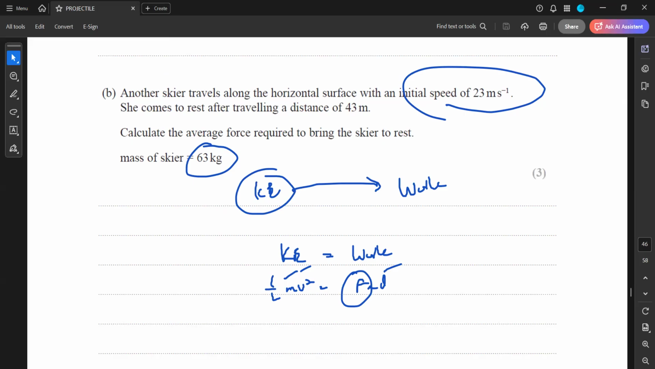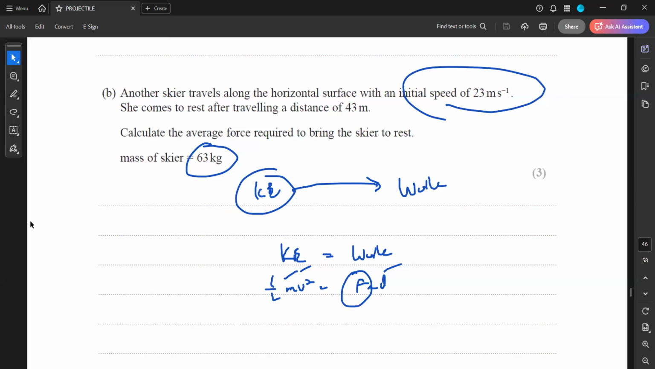Another way is working out the acceleration of the object. As you have the values, you will work out the acceleration first, and from acceleration, using the formula F is equal to ma. Both will work, both will give the same answer, but the approach is different depending on how you attempt the question. Is it clear, this one?